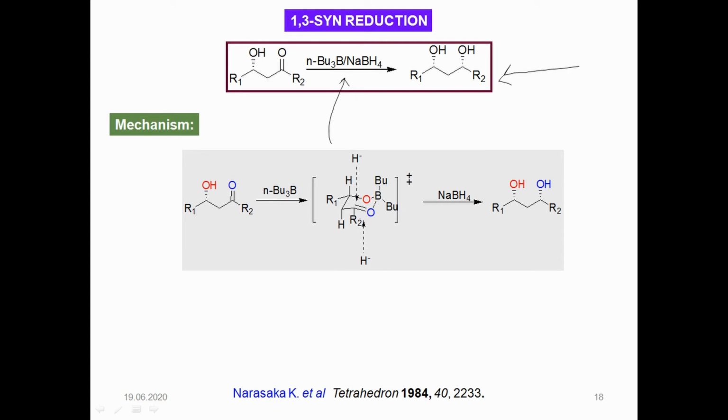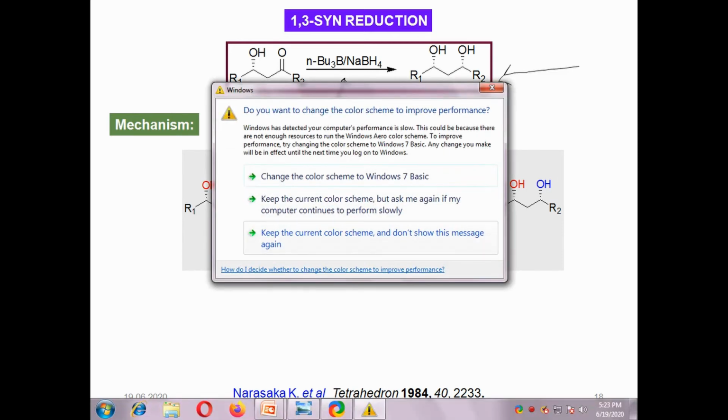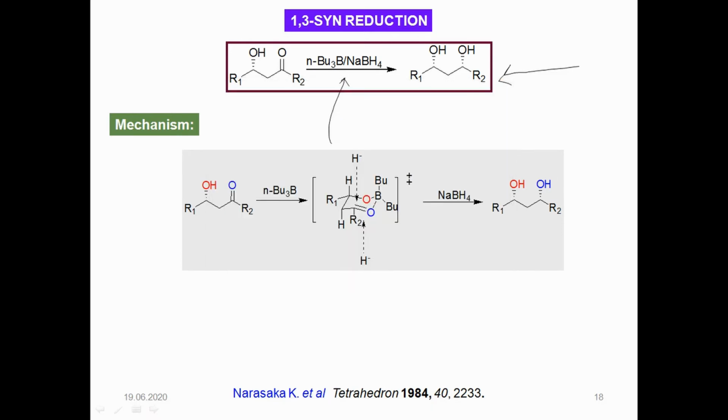If you go to the mechanism, the reason is simple. The hydroxy ketone forms a 6-member ring chelate with boron, and the hydride will attack from the bottom face because the butyl group is occupying the axial position. Because of that, the hydride ion attacks from the bottom position. You are getting exclusively the 1,3 syn diol as the major product.